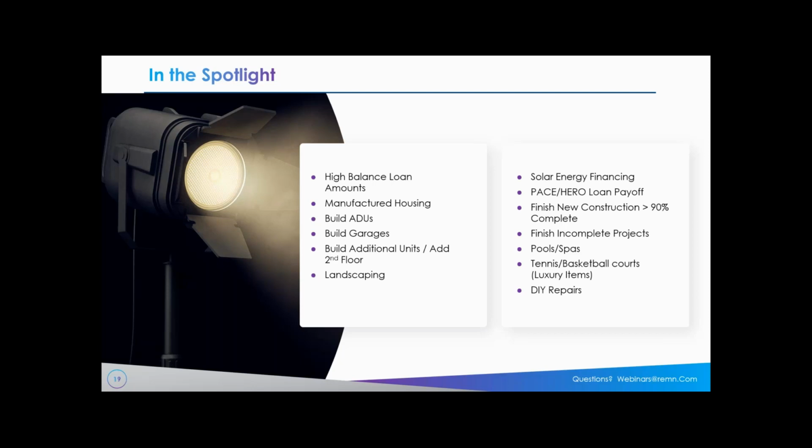Other luxury items, tennis courts, basketball courts, we can do that as well. And again, do-it-yourself repairs we can do. It has to be a qualified borrower, though. Can't be a guy who does mortgages for a living who wants to do a gut rehab. We can't do that. Has to be a seasoned contractor.